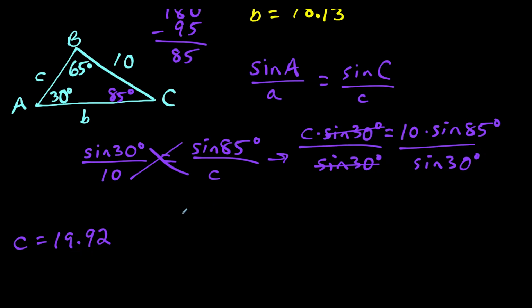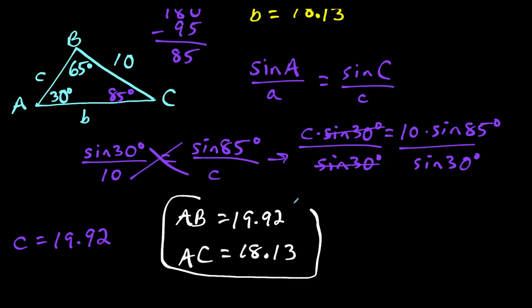Now, if we want to state the answer formally, technically they asked us to find the measure of side AB. So we could just say AB is equal to 19.92, and we could say that the measure of side AC is equal to 18.13, which is what we said before. So this is our final answer to the first question.